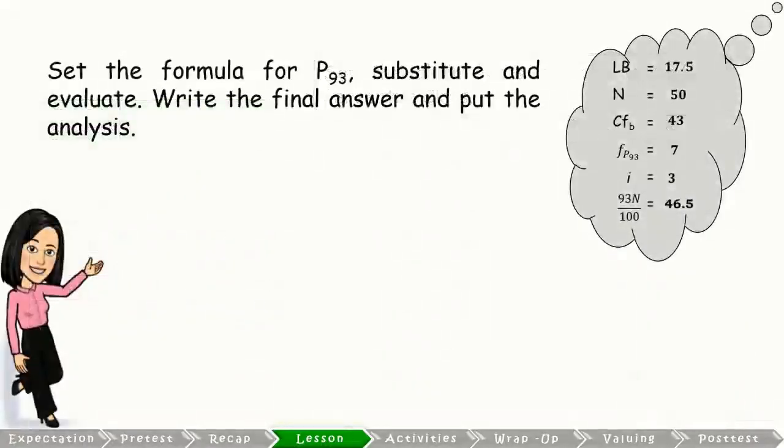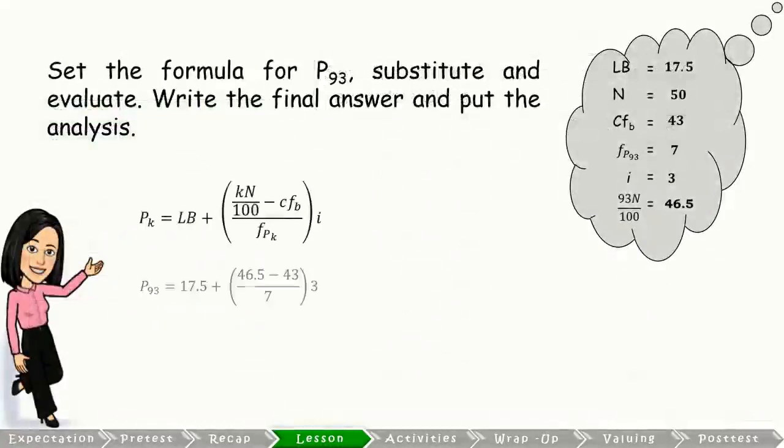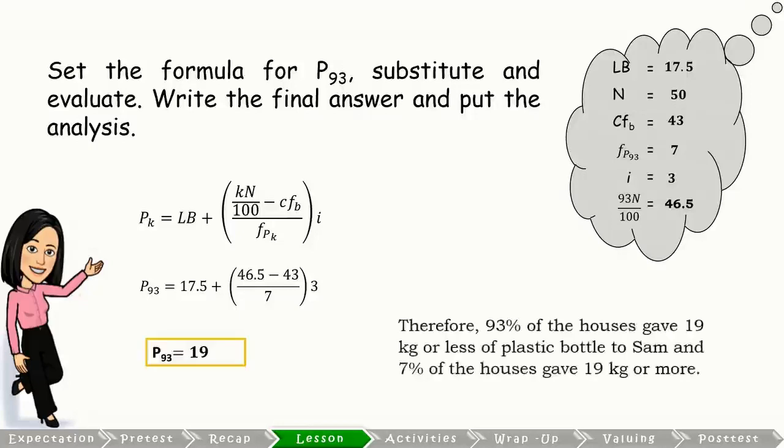For the last step, set the formula for P sub 93, substitute and evaluate. Write the final answer and put the analysis. So we have 17.5 plus the difference of 46.5 and 43 divided by 7 times 3. And that gives us the answer of 19. Therefore, 93% of the houses gave 19 kilograms or less of plastic bottles, and 7% of the houses gave 19 kilograms or more.